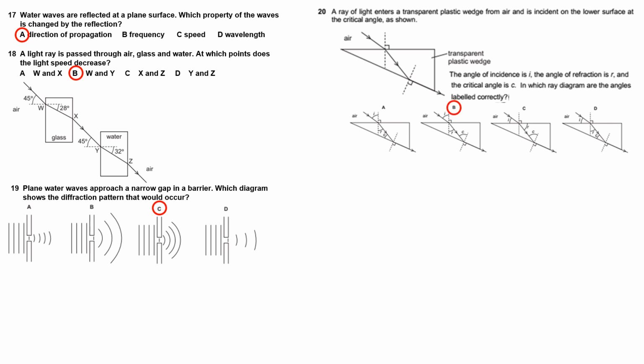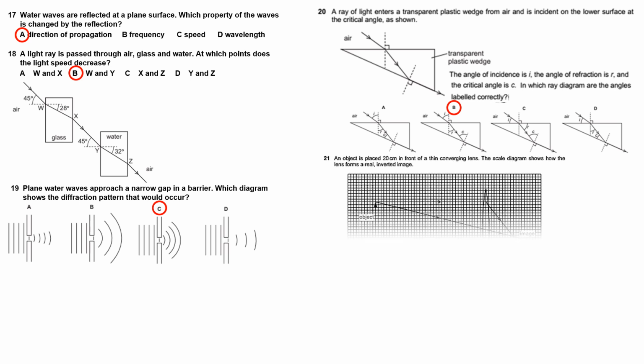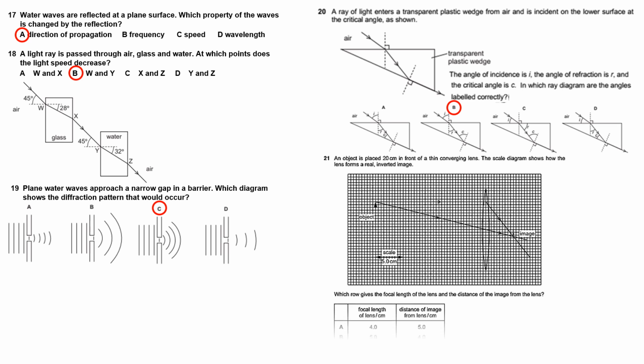Question 21. An object is placed 20 centimeters in front of a thin converging lens. The scale diagram shows how the lens forms a real inverted image. Which row gives the focal length of the lens and the distance of the image from the lens?